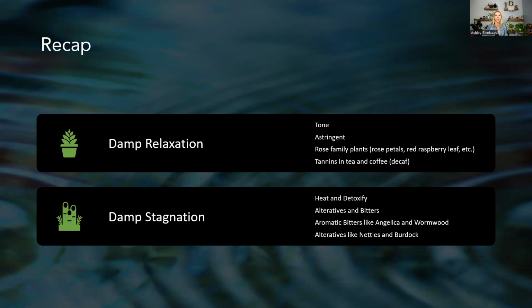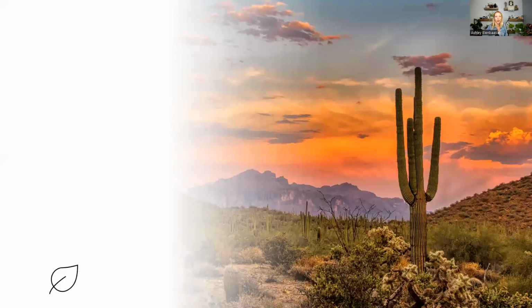And for damp stagnation, when things are stuck, heavy, edema, mucus, think about heating and detoxifying the body. Use your bitters, drink your alternative tea herbs, aromatic bitters like angelica and wormwood go really far here. And then our alternative drinks like nettles and burdock. So I hope that's helpful.